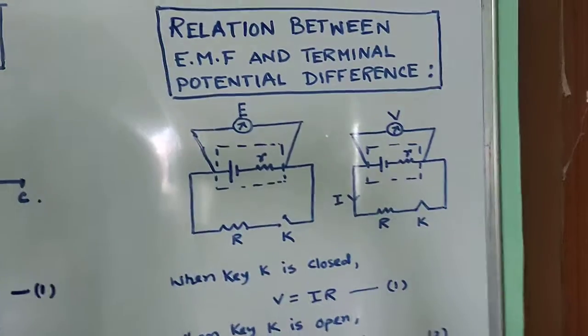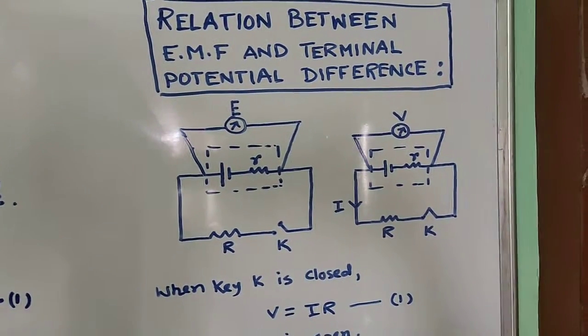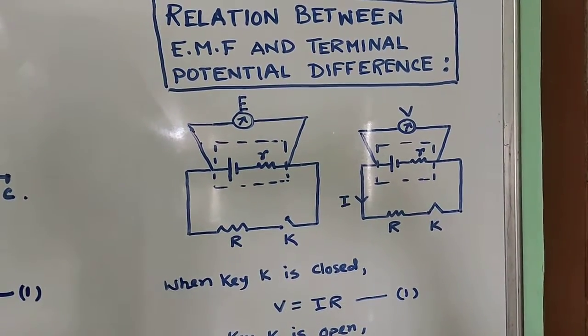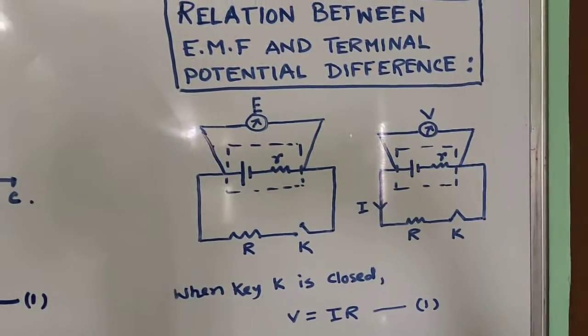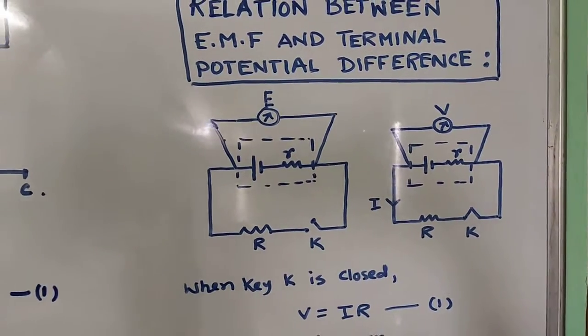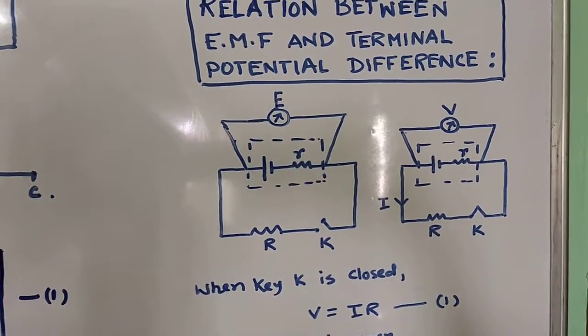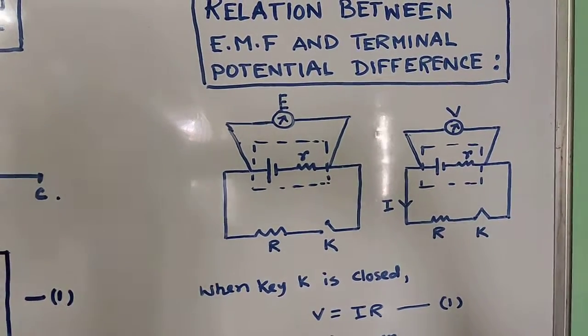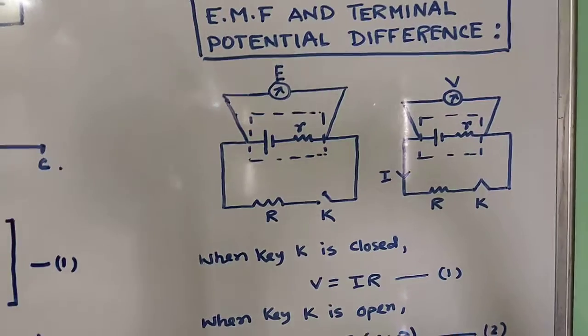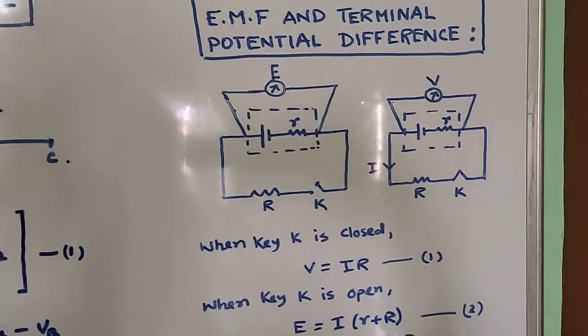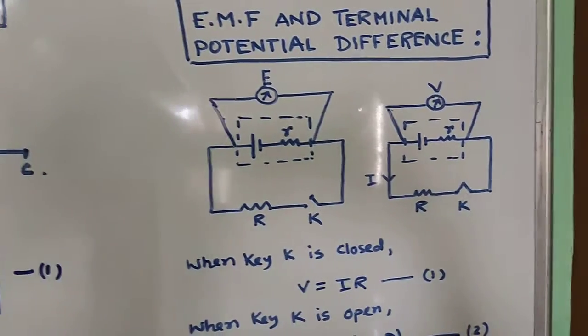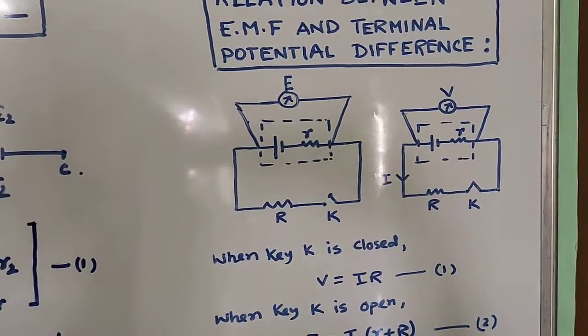And when you connect a cell in a circuit, what will happen? Basically the energy keeps on moving from the cell to the circuit. So at any instant, if you connect a voltmeter across the cell, you will get the terminal potential difference. So EMF is always greater than the terminal potential difference. So you see two circuits we have drawn. One is key open, another one is key closed.